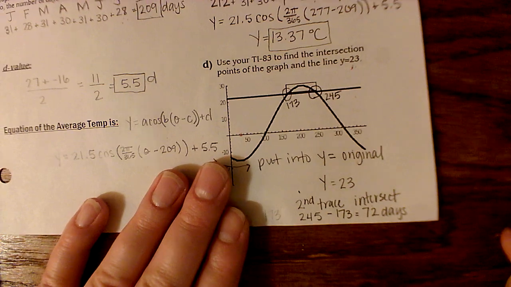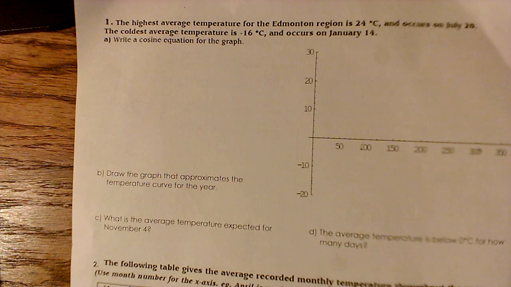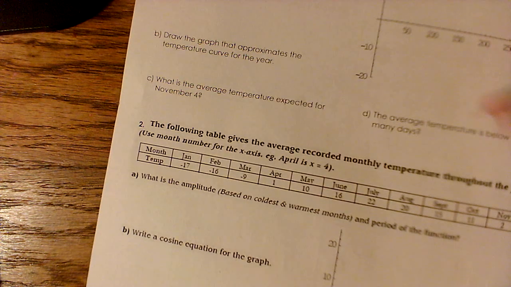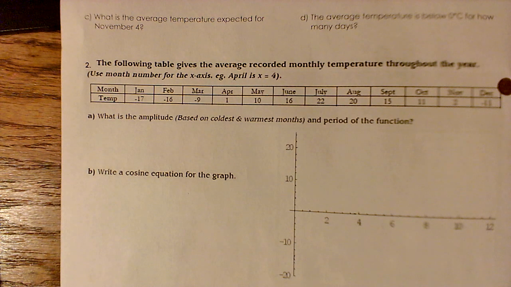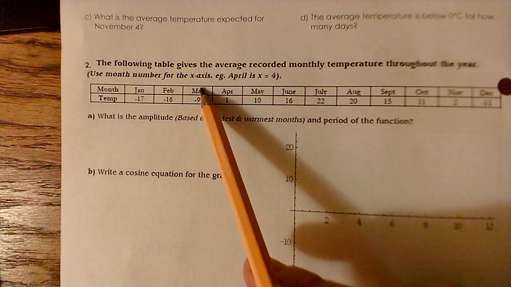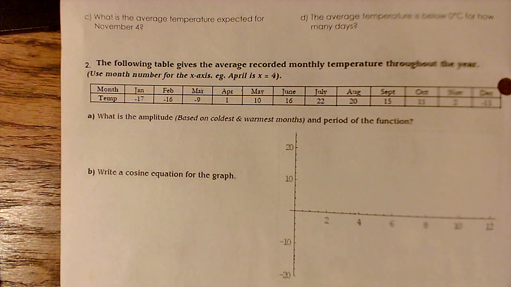Okay? Alright, so go ahead and flip over to the back of your paper. Example number one is very similar, if not pretty much exact, from the previous page. So I'm going to skip over that for right now and give you the chance to go back and do that in a little bit. But let's look at number two on the back. Number two says the following table gives average recorded monthly temperatures throughout the year. Use month number for the x-axis. So this is like month 1, month 2, month 3, month 4, and so on. So in this case, they didn't give us like a certain high or low.